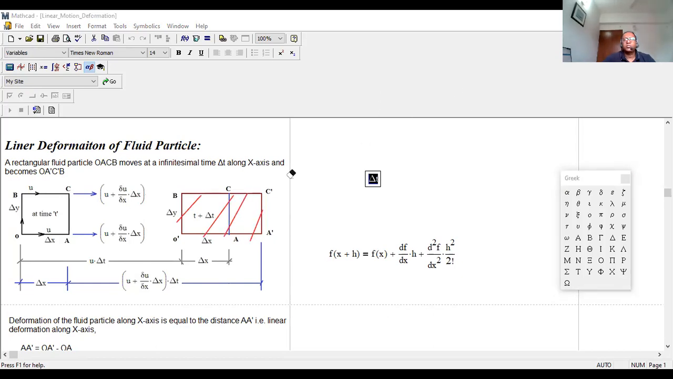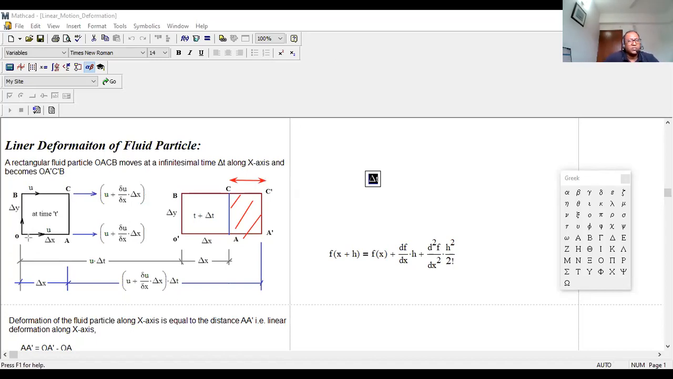Now you need to derive the mathematical equation. You see how much its dimension increases along the x-axis. The dimension increases only this much. If I know this length, C to C prime, then we can figure out how much length increases in the x-axis. Similarly, we figure out along the y-axis and along the z-axis. Then you will know how much the total volume is increasing.